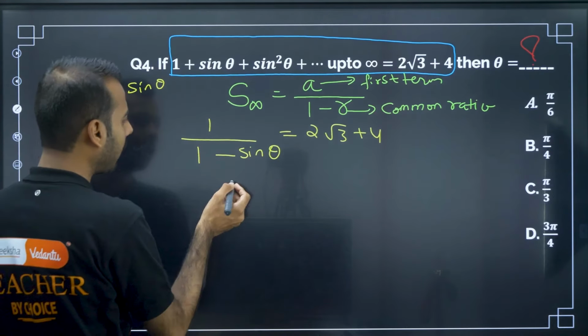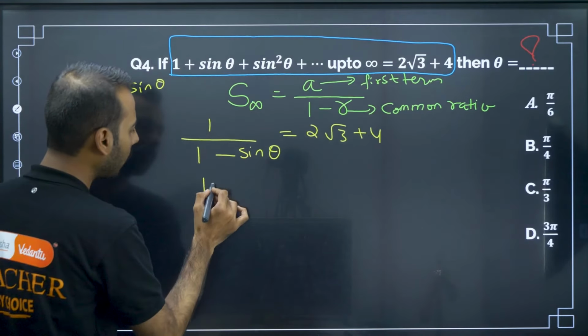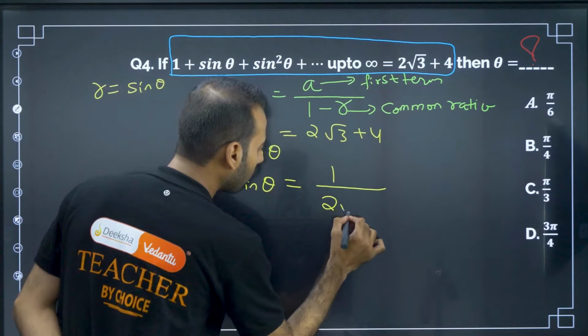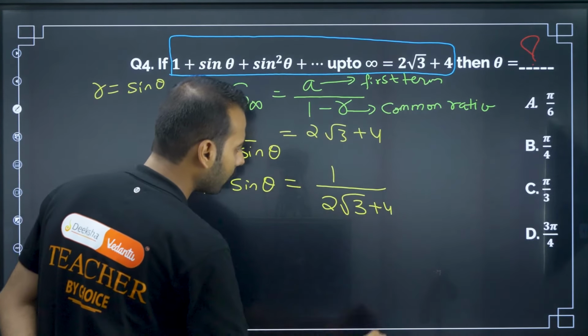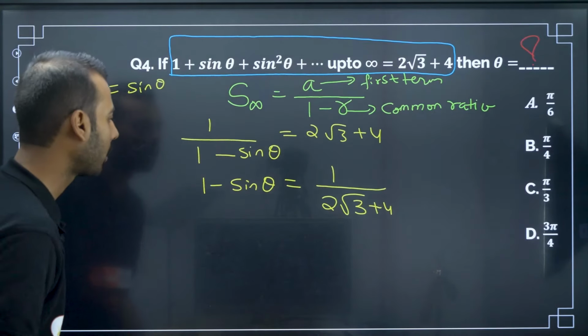So for this, if I take the reciprocal, what are they asking? They are asking to find theta. From here we have to find theta. So I will apply the reciprocal function on both sides: 1 minus sine theta is equal to 1 by 2 root 3 plus 4.